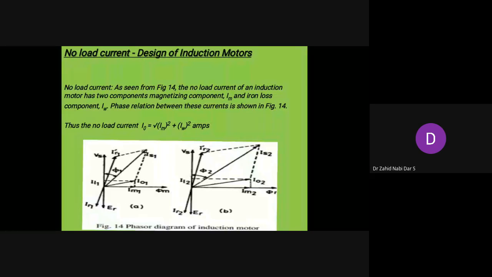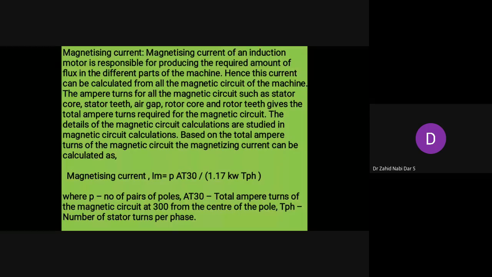Here you can see that the magnetizing current is lagging the voltage by 90 degrees, and IW is in phase with the voltage. Now coming to the magnetizing current of the induction motor, it is responsible for producing the required amount of flux in the different parts of the machine. Hence, this current can be calculated from all the magnetic parts of the machine, which includes the ampere turns for all the magnetic circuits such as stator core, stator teeth, air gap, rotor core, and rotor teeth, which gives the total ampere turns required for the magnetic circuit.